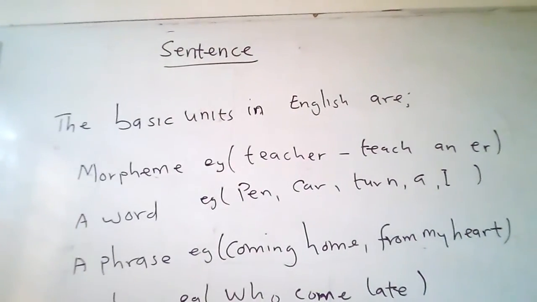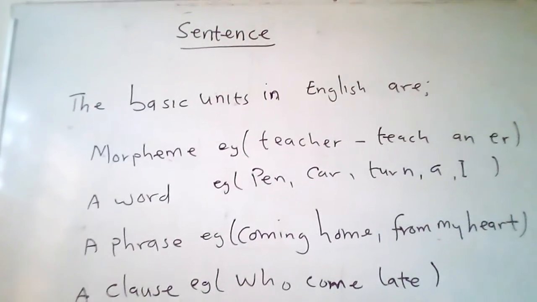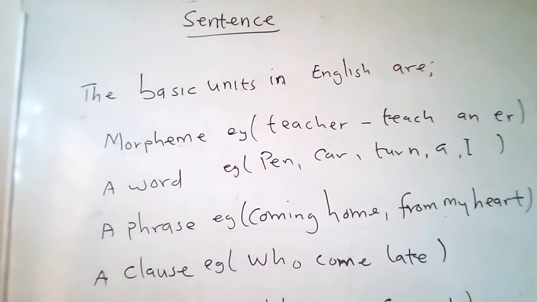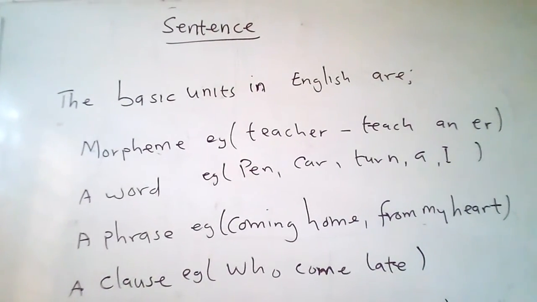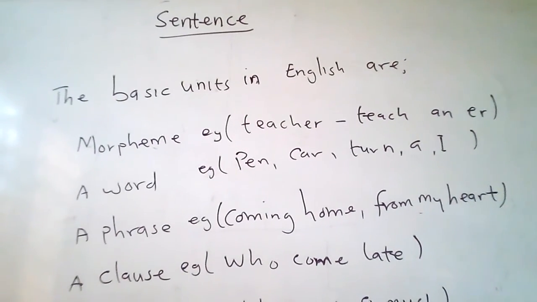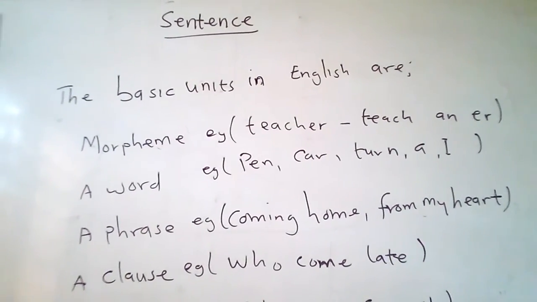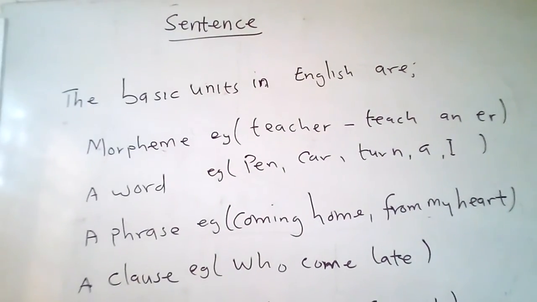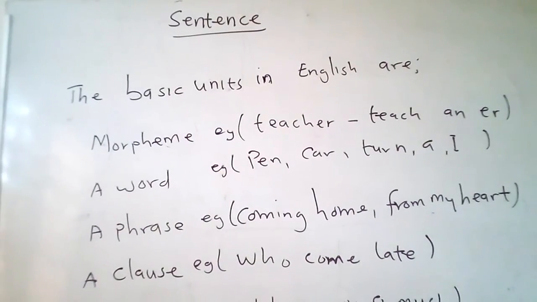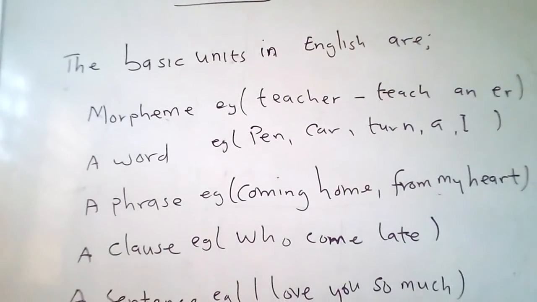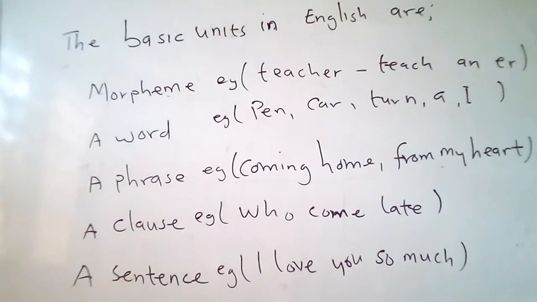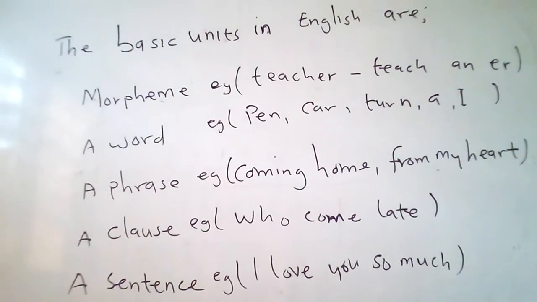So in this video, we are coming to learn about sentences. Without wasting much time, let's talk about the formation and structure of a sentence. The construction of sentences can be done better by first learning to know the parts or units that come together to form a sentence. There are 5 basic units in the English language. These are the morpheme, word, phrase, clause, and sentence. Let's discuss them one by one.